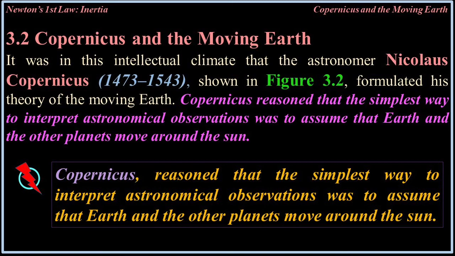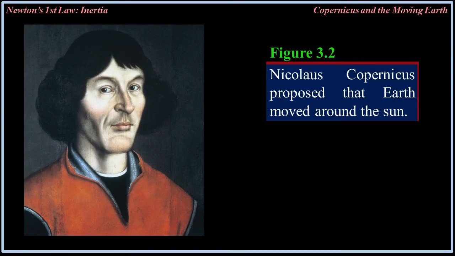Section 3.2: Copernicus and the Moving Earth. It was in this intellectual climate that the astronomer Nicholas Copernicus, 1473 to 1543, shown in figure 3.2, formulated his theory of the moving Earth. Copernicus reasoned that the simplest way to interpret astronomical observation was to assume that Earth and other planets moved around the Sun.